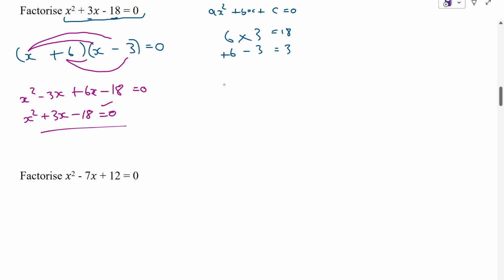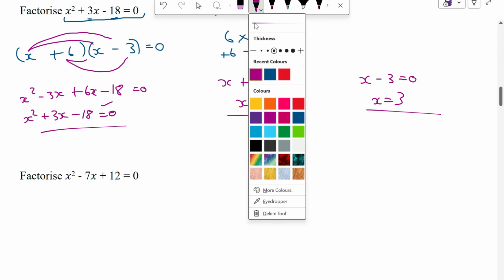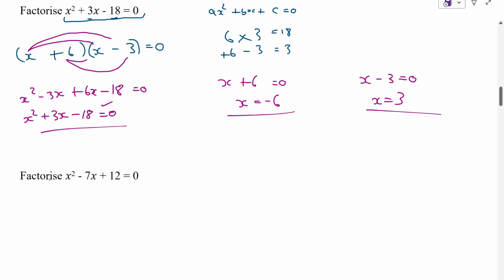Okay, that checks out fine. So now let's solve for x. This factorization here tells us that x plus 6 equals 0 and x minus 3 equals 0. So we're just getting rid of the brackets. Okay, so we want x. So x equals -6 and x equals 3.